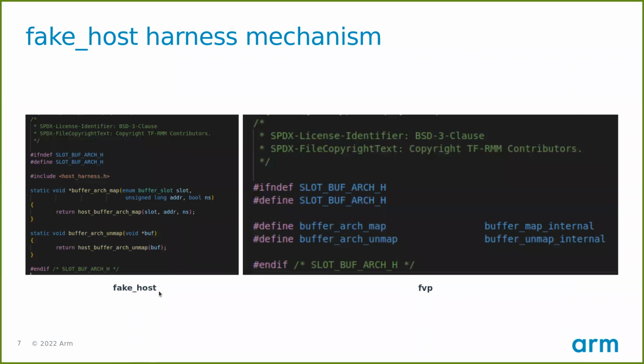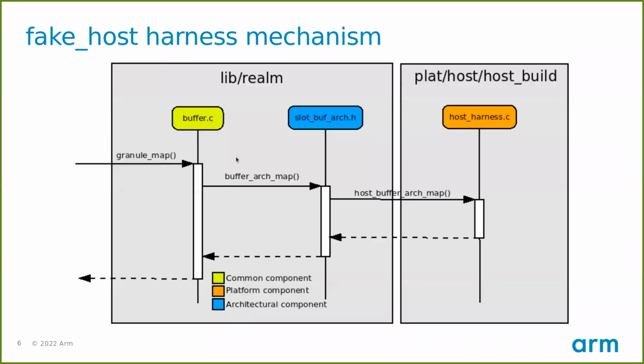So in the case of fake host, which is the one that I was showing on the diagram before, buffer arc map is so-called host buffer arc map, which is in the platform layer. However, buffer arc map for FTP is defined as buffer map internal. So this is a public API, which is also available here in buffer.c.